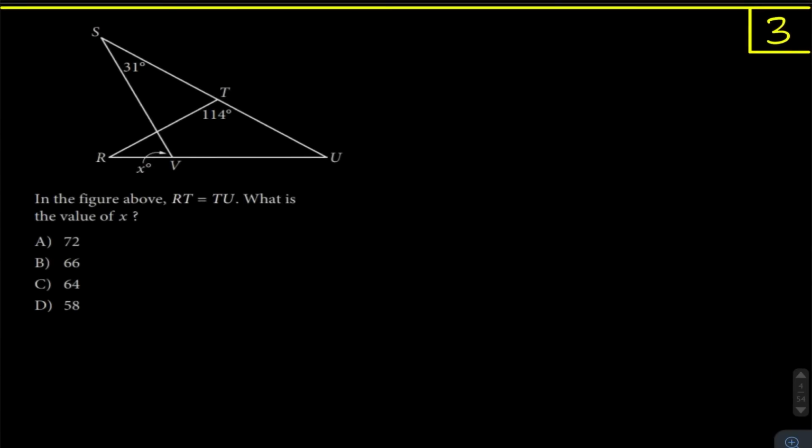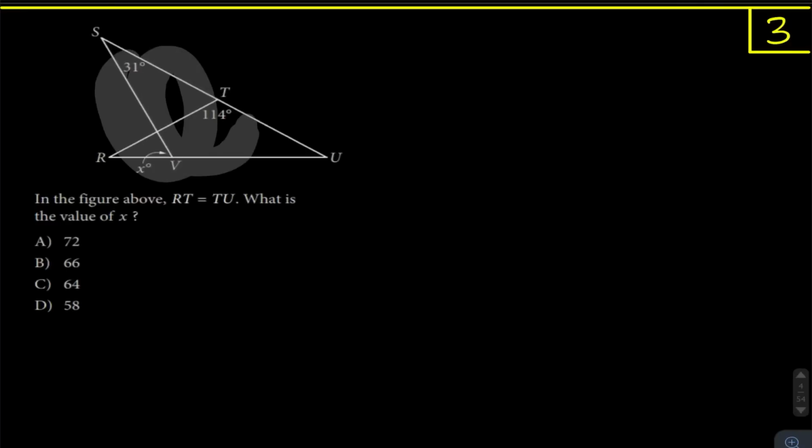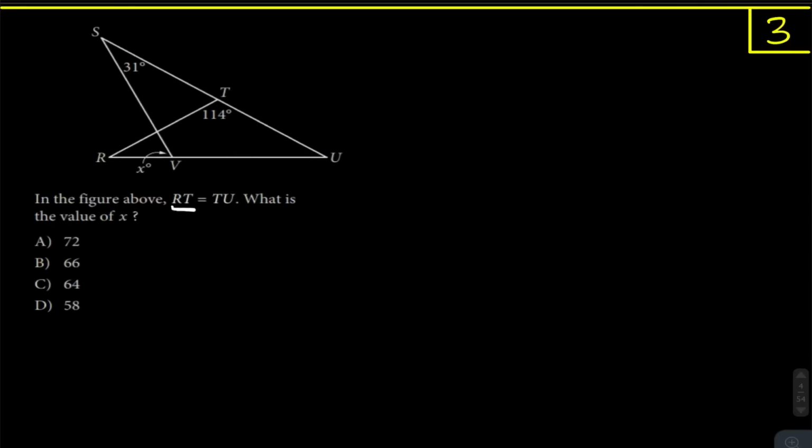Now we're going to throw in some geometry. All right? And this problem, it looks really gross, right? It could freak a lot of people out just looking at it, but it's not that bad, okay? We'll see here. So we have that in the figure above, we're given all this information in the picture. We're also given that RT is equal to TU, right? So we have some lines of equal length here in this triangle, in this little inner triangle here.